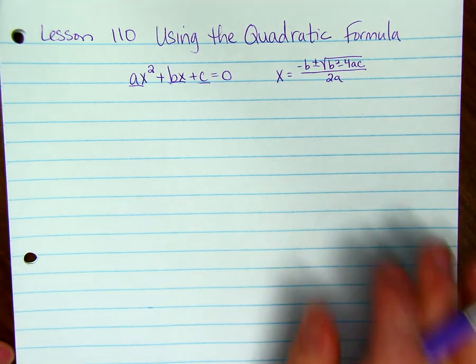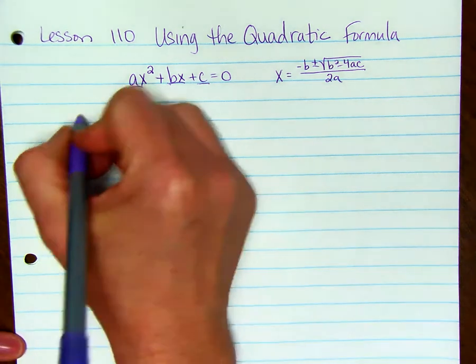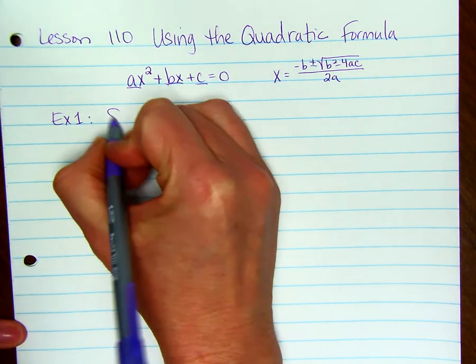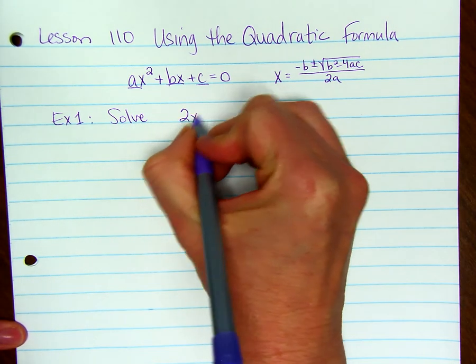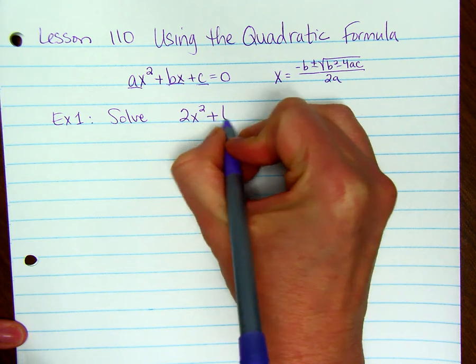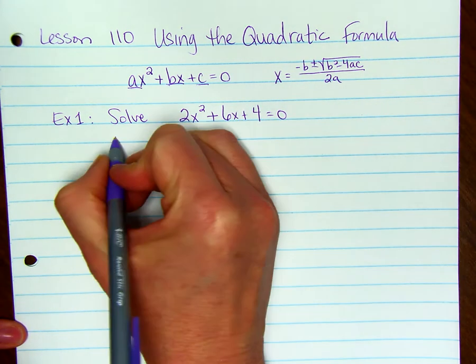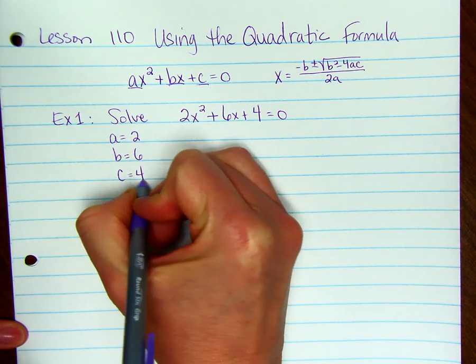And that helps us with being able to solve quadratic equations and find out what x is. So here's an example. We want to solve this quadratic equation: 2x squared plus 6x plus 4 equals 0. So our a is 2, b is 6, and c is 4.